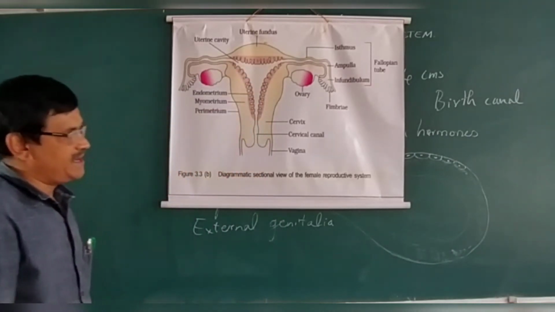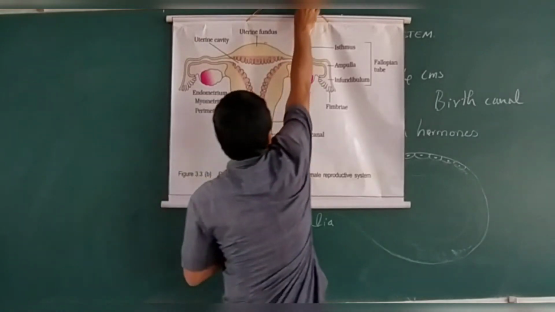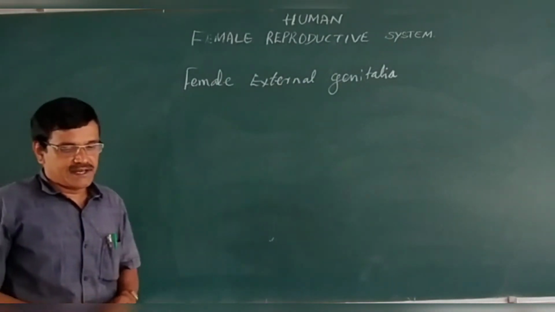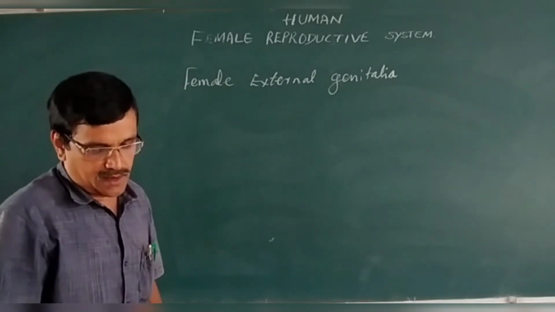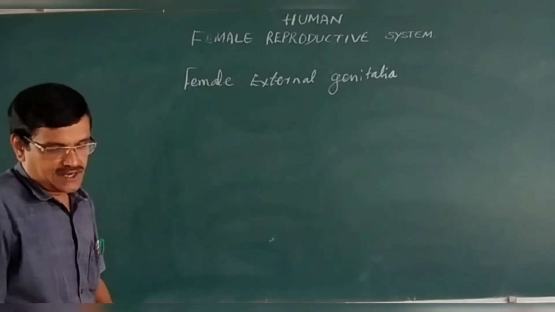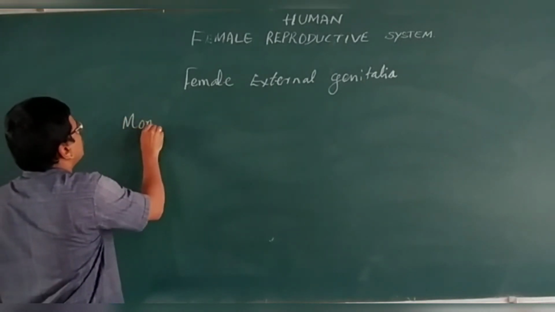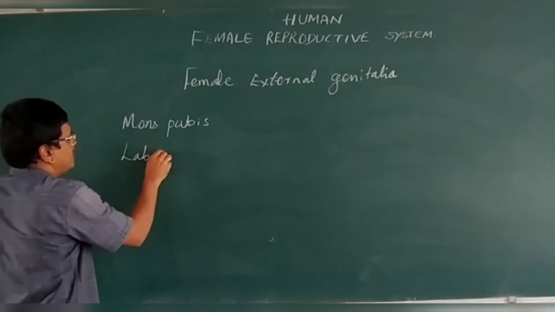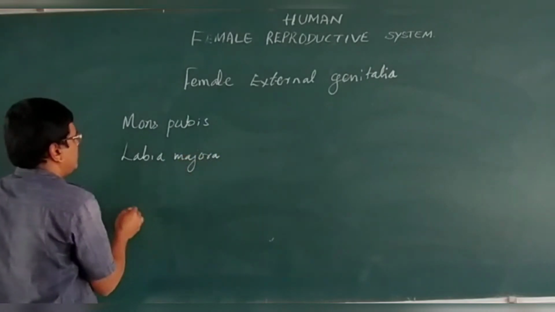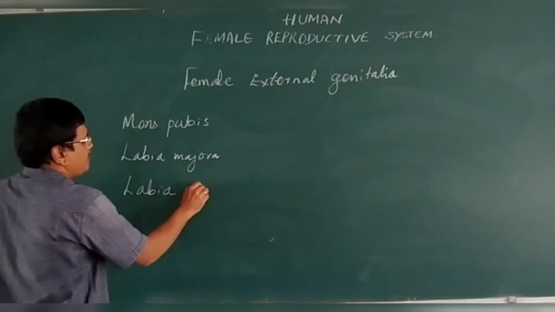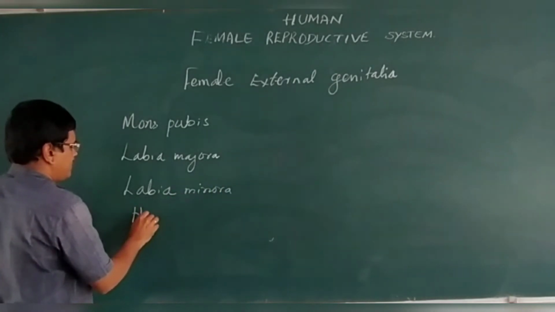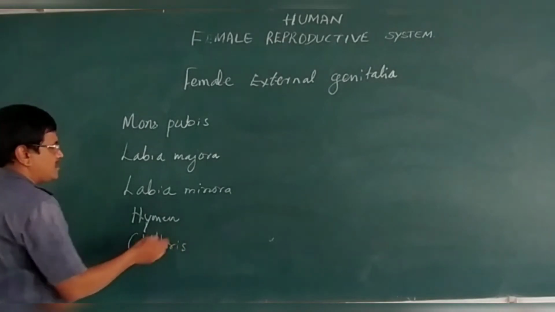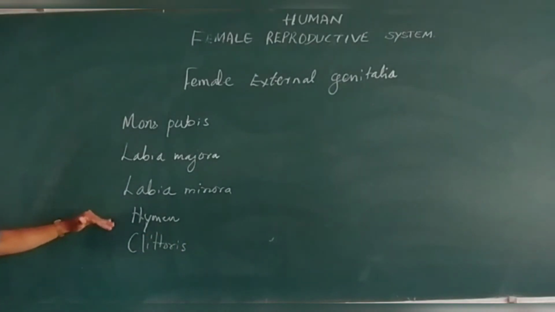Then the female external genitalia. The female external genitalia has different parts. They are mons pubis, labia majora, labia minora, hymen, and clitoris. So these are the different portions of the female external genitalia.